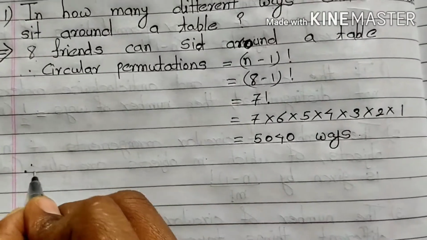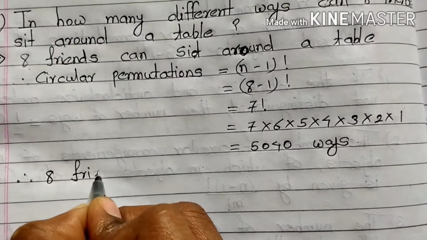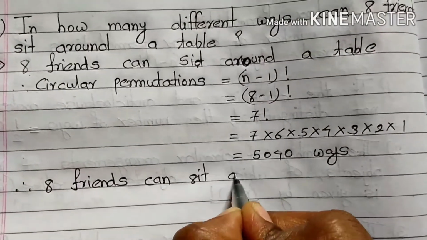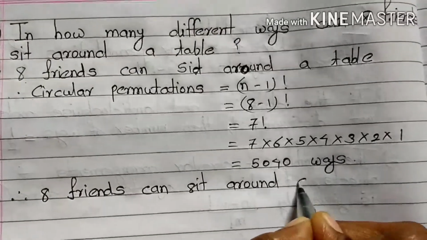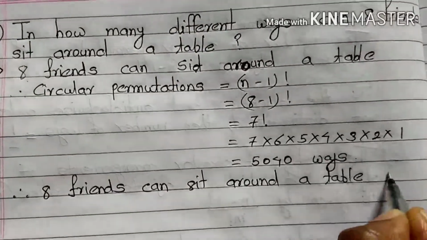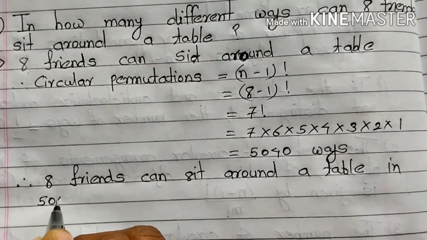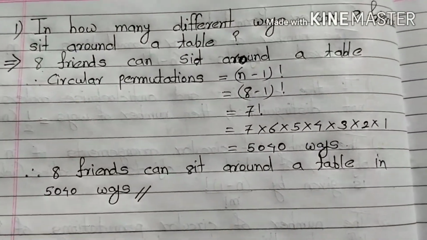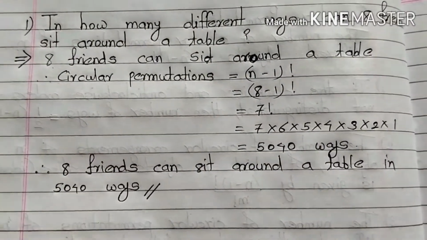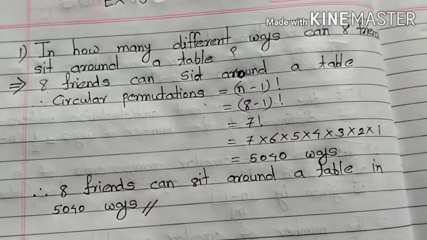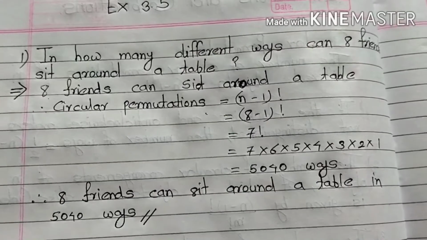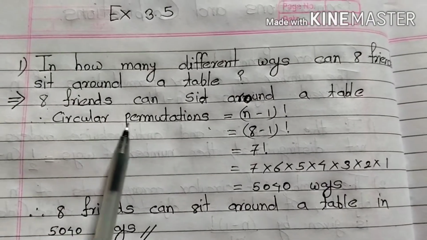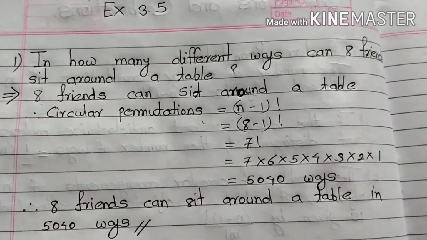Therefore, 8 friends can sit around a table in 5040 ways. So 8 friends can be arranged in 5040 ways. So this is a very easy example. You can observe that by using the formula of circular permutation we find our answer.